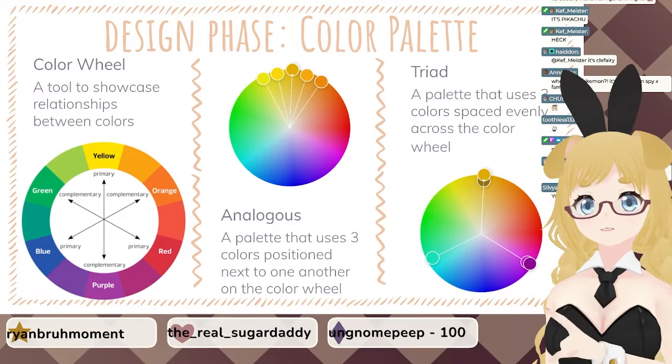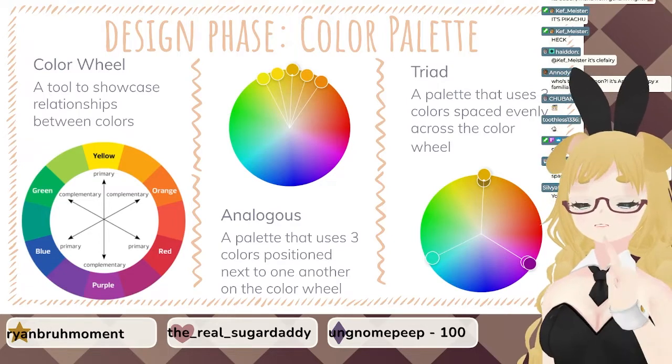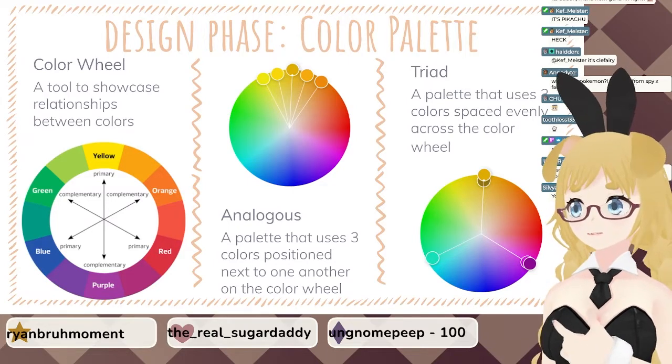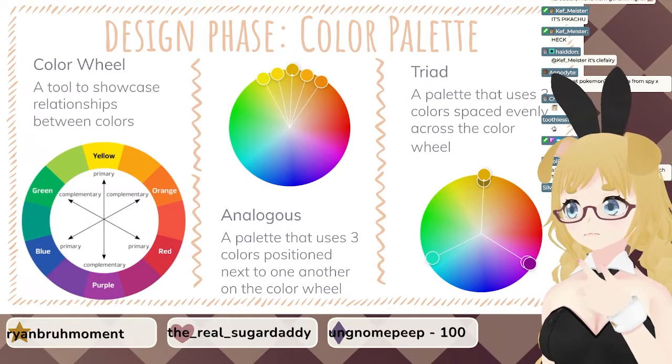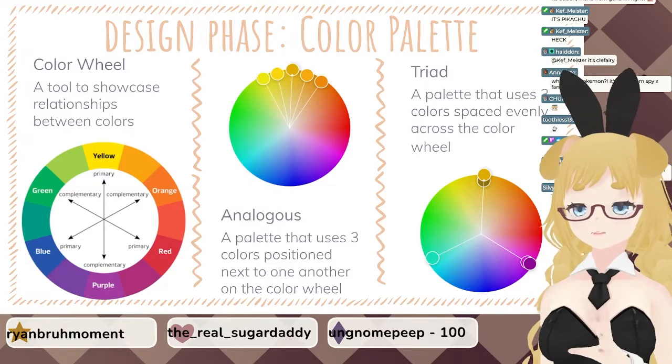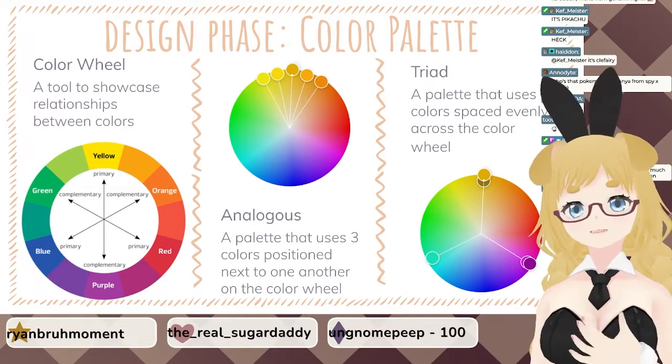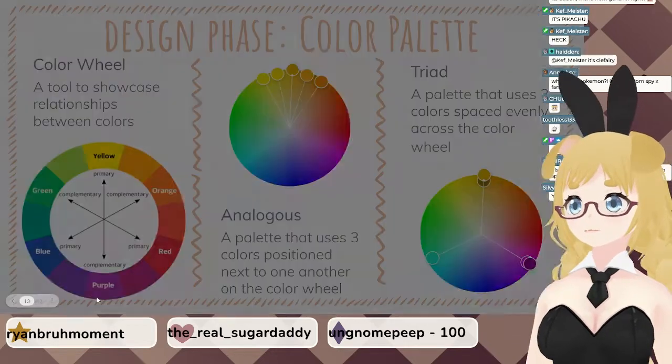Another option is to go for a triad color palette. This is a palette that uses three colors that are spaced evenly across the color wheel. So in this case we have a sort of yellow, bluish, purplish color that are like offset primary colors almost.